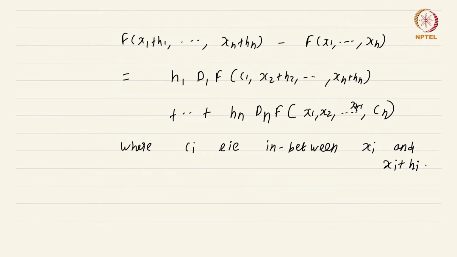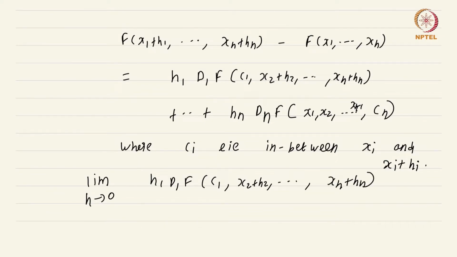Well, we are going to show that limit h going to 0 of h1 d1f c1 x2 plus h2 comma dot dot dot xn plus hn divided by norm h power m is equal to 0. Okay, we will just tackle the first term. In an analogous way, I leave it to you to tackle the other terms.